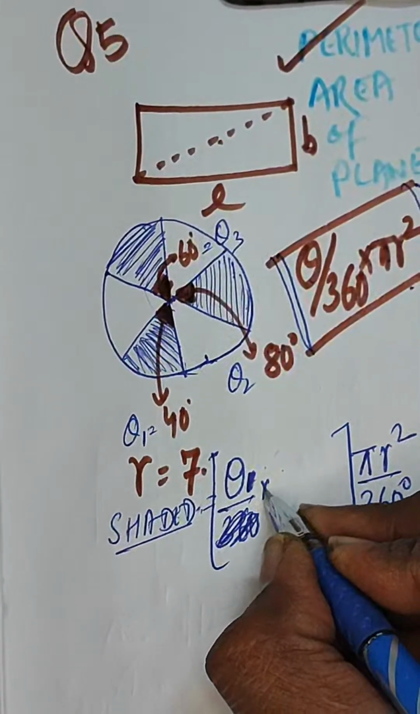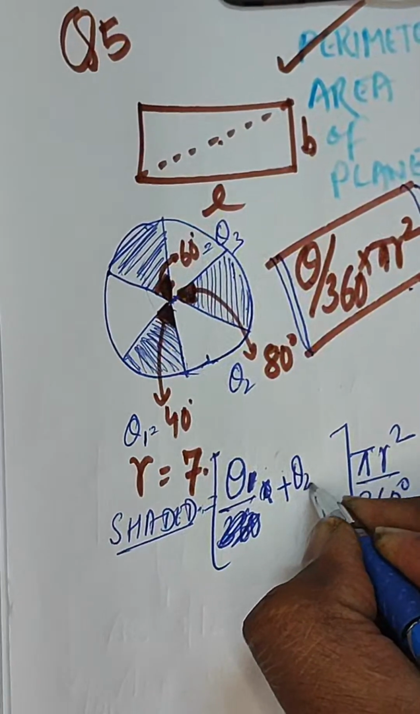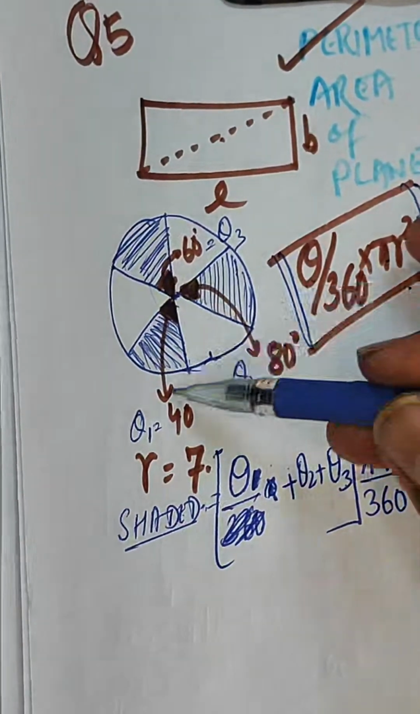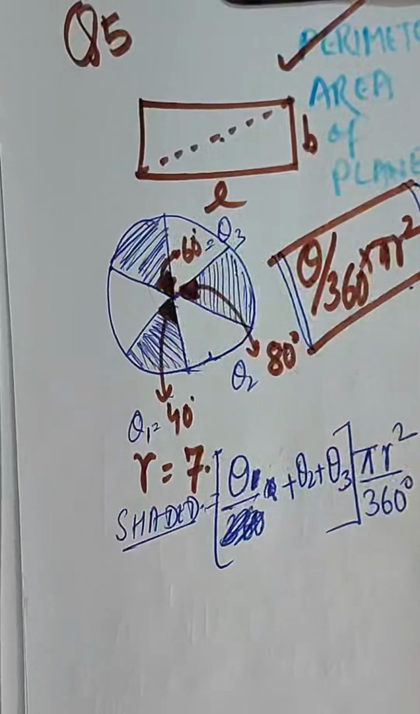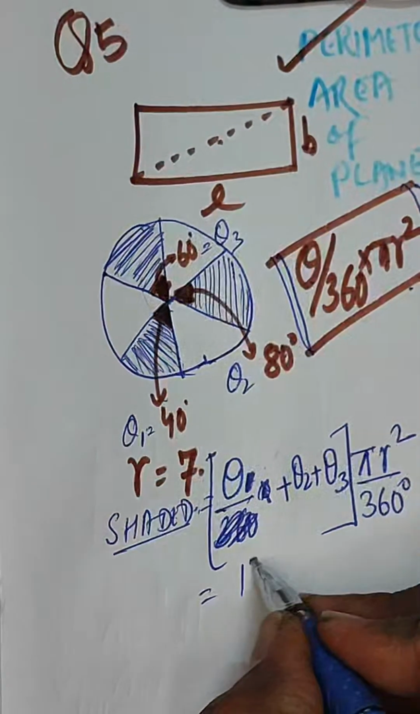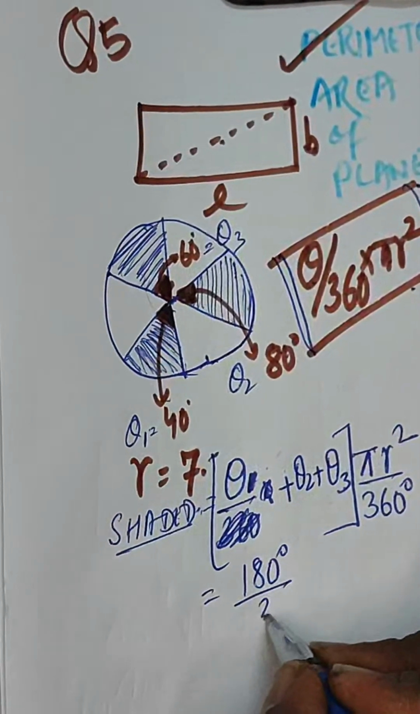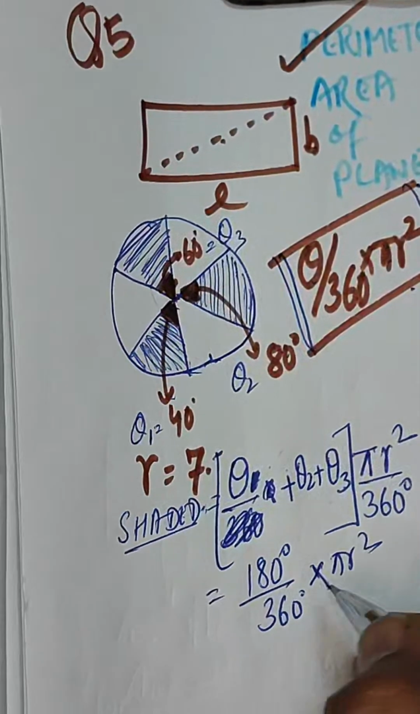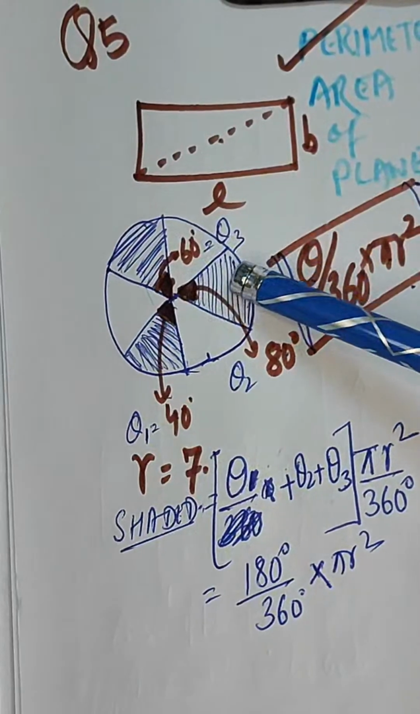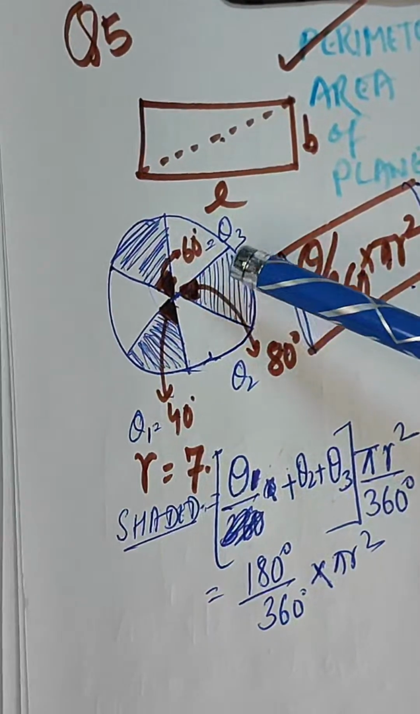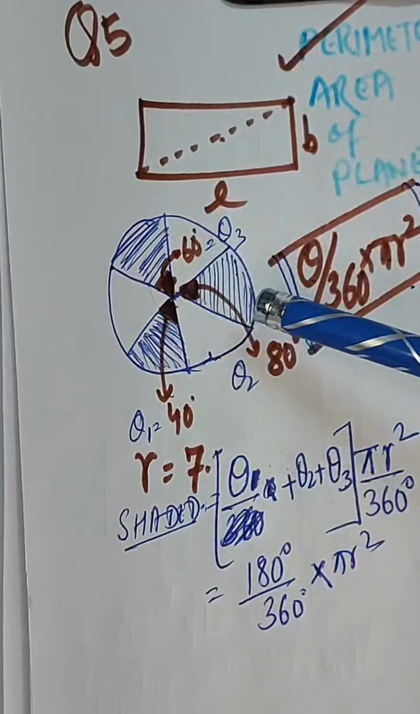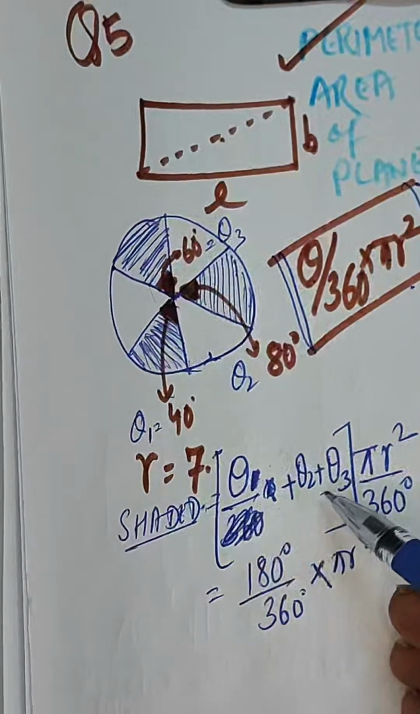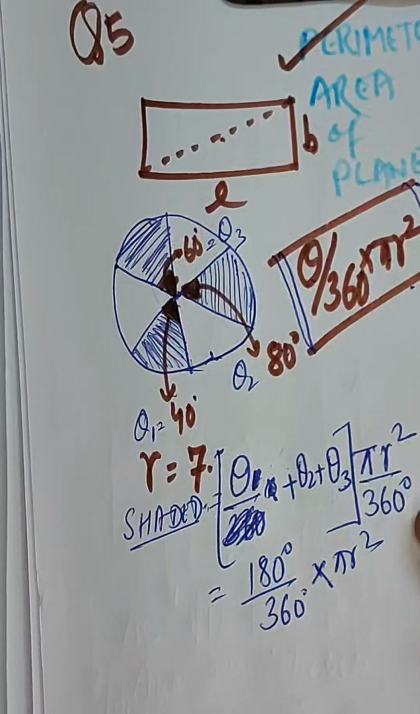It will be theta 1 plus theta 2 plus theta 3. And when you add 40 plus 60, 100, plus 80, it will be equal to 180. So it will be equal to 180 by 360 into pi r square. So my dear friend, during the examination, don't abruptly go and find the area of the first sector, then the second sector, then the third sector and add it. No, no, no. You can do these quick steps. Okay, see how the simplification can be made easier.